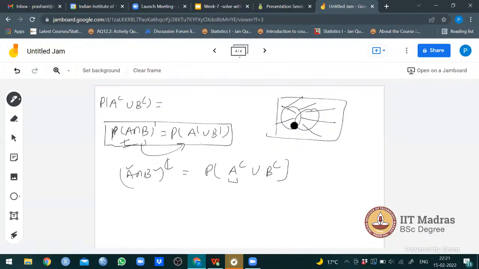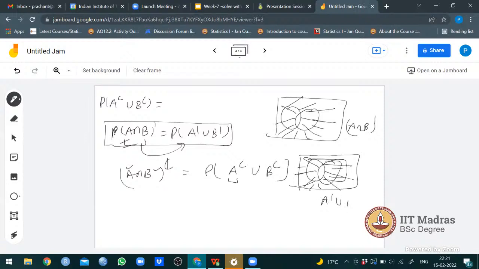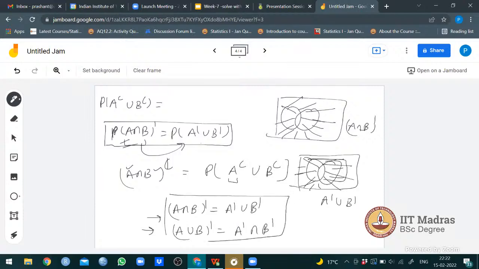Okay, right? This is the A intersection B whole complement, and A complement means this whole thing. Yes. Okay, and B complement means this whole thing. Okay, the union of this one, A complement union B complement. So this is the same thing as A intersection B. And similarly, one equality there: A union B whole complement is equal to A complement intersection B complement. You can remember it also, and you can verify with the Venn diagram. Okay.